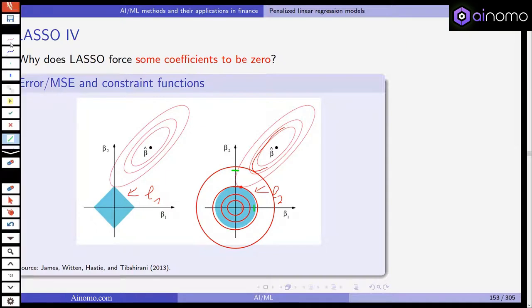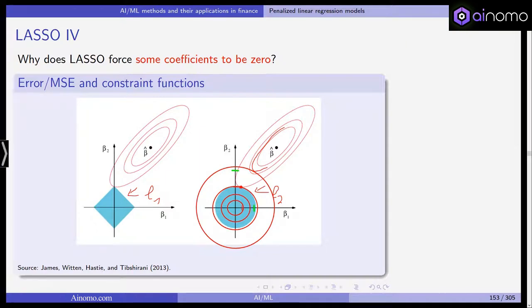Now, you can see why Lasso forces one coefficient to be 0. It's the same, but because we're using a rectangle, this will always touch a contour plot of the RSS at some point where beta 1 or beta 2 is 0. So in this case, beta 1 is 0 and beta 2 is not equal to 0. And this is why, geometrically speaking, Lasso forces some of the coefficients to be 0.